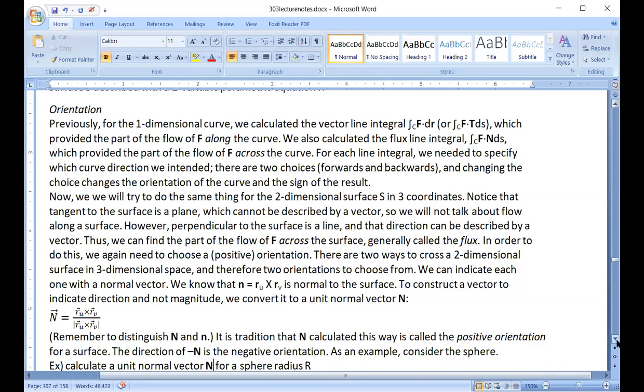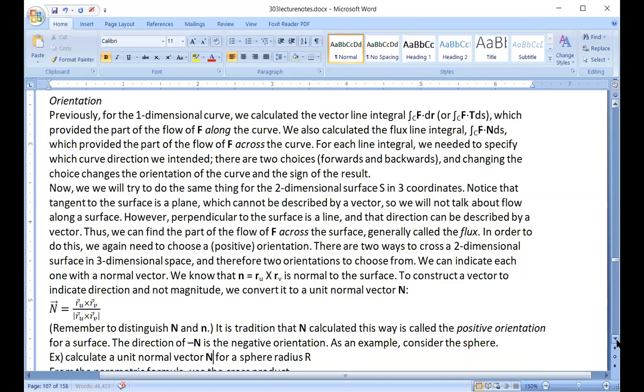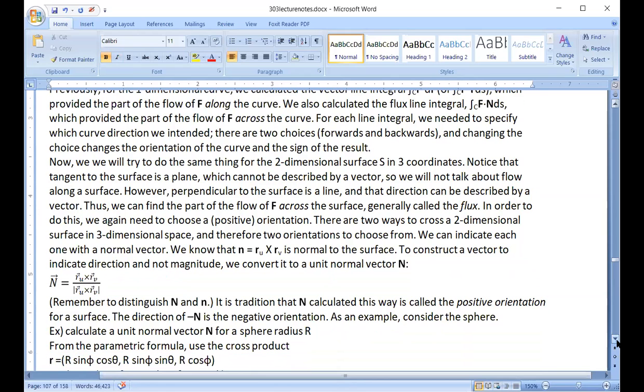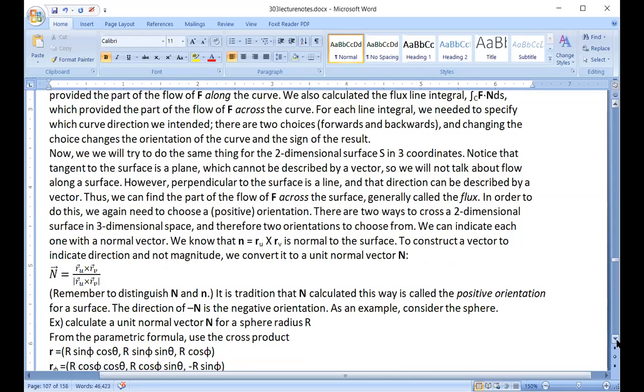So let's see how just calculating the unit normal vector works. We're going to start with the parametric formula for the sphere, which we can get by borrowing from spherical coordinates. The typical spherical coordinates to describe a sphere look like this, but of course the radius is fixed, so it's just the constant big R. Okay, so now let's calculate it.